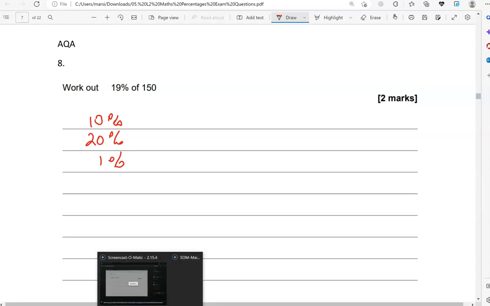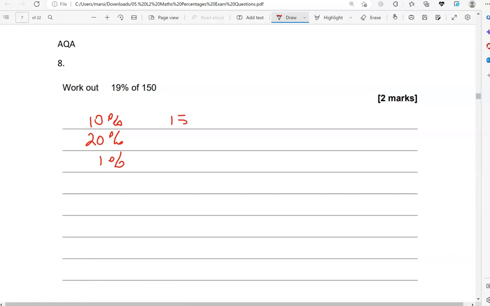10% of 150. So that is 150 divided by 10. So knocking off a 0, we get 15 here.